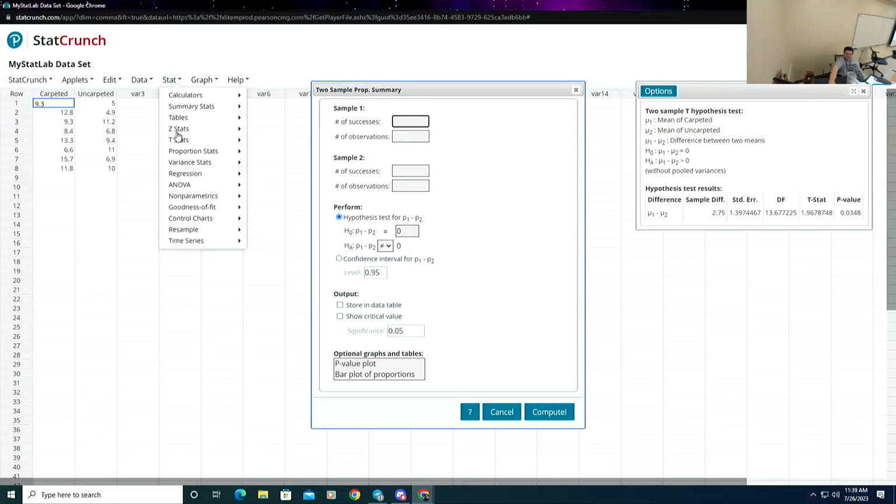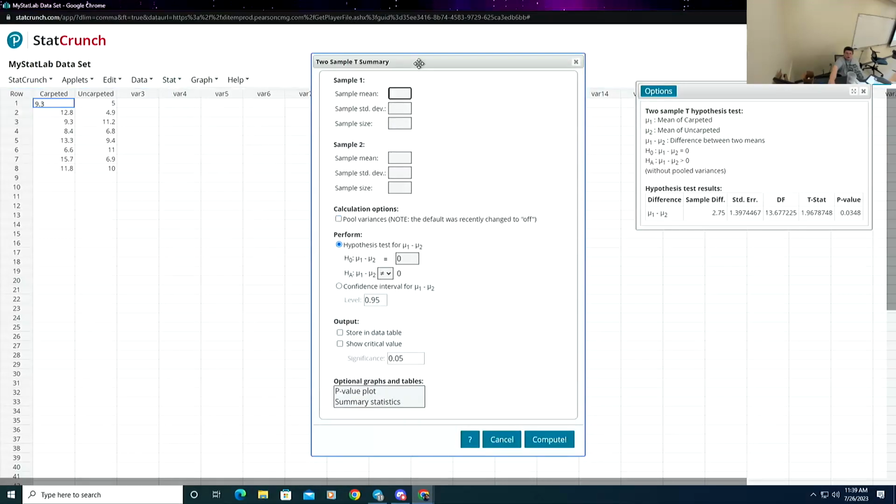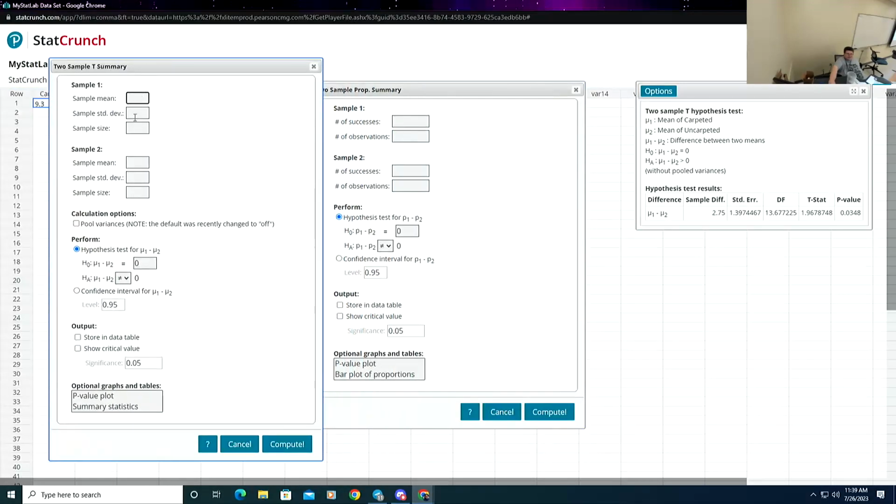And if you look at T Stats, two sample with summary, you need the sample mean, standard deviation, and sample size for each group. So it's just like what we did with one sample, but now you need the information about both samples. That's the only difference. Notice mu1 minus mu2, p1 minus p2, it's all the same at this point. The only difference is what H0 is, what we're putting up top.